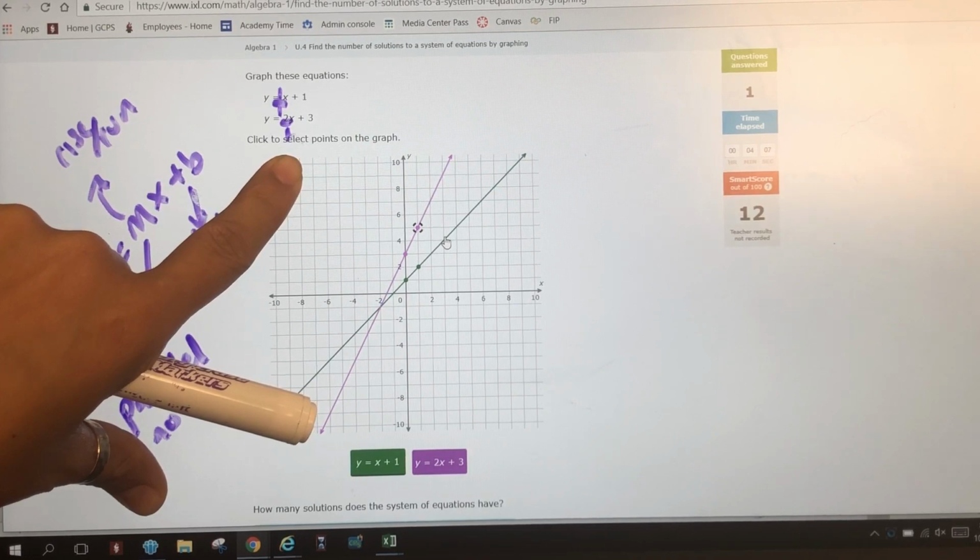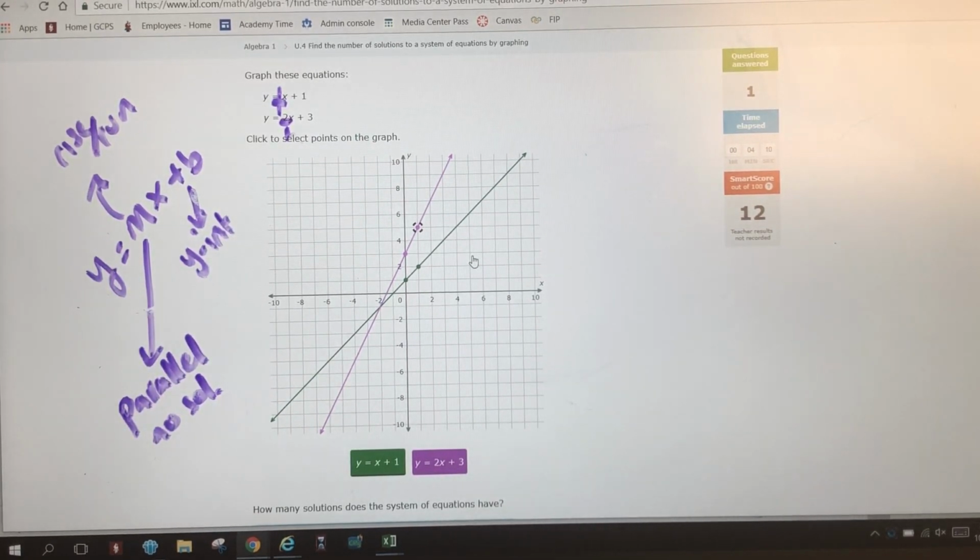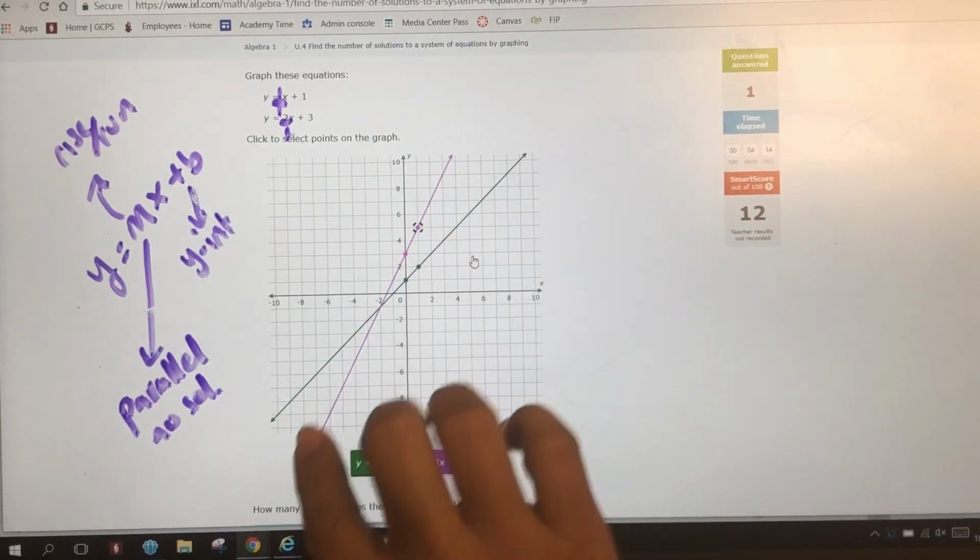Those are your two lines. Once you have your two lines, your solution, if you have a solution, is where they intersect. So where do these two lines meet?